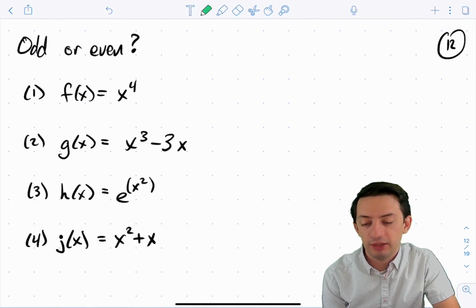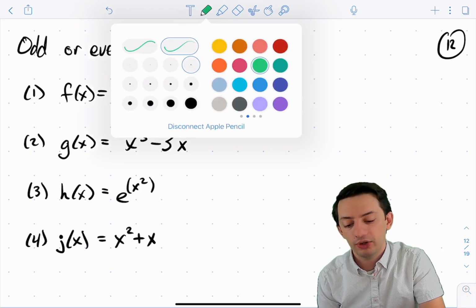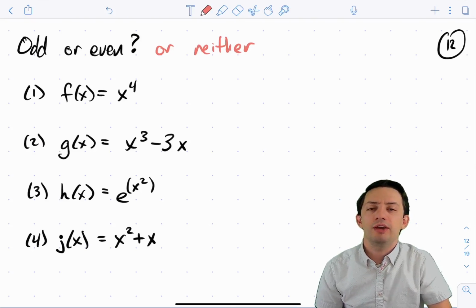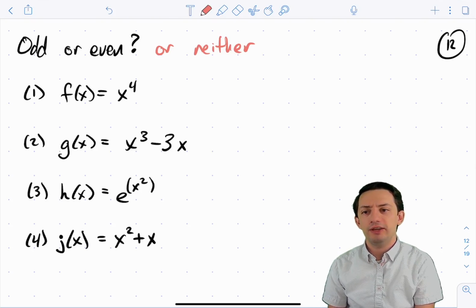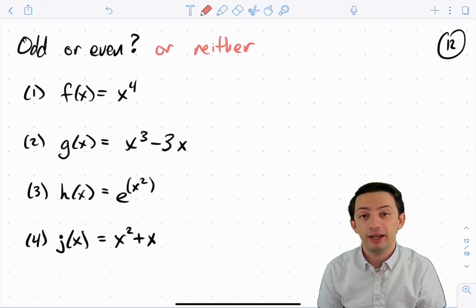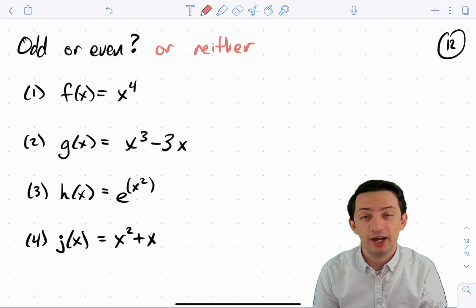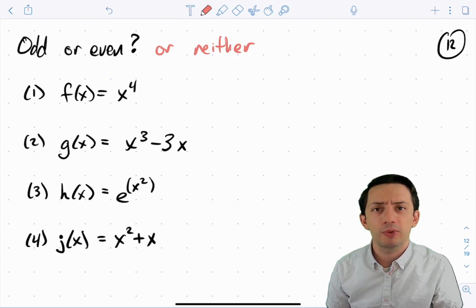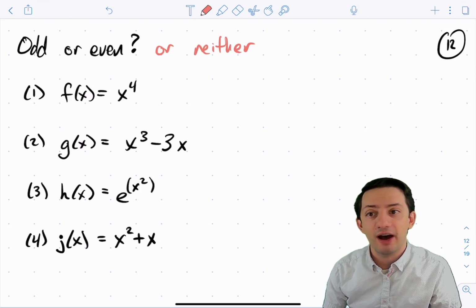Now, a function can be odd or even or neither. So if you're asked whether a function is odd or even, there are plenty of functions that are neither odd nor even. Most functions are not going to be lucky enough to have one of these types of symmetries. So let's go through a couple of quick examples and determine if they are odd, even, or neither.